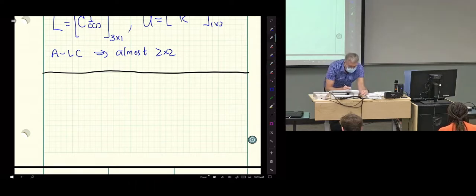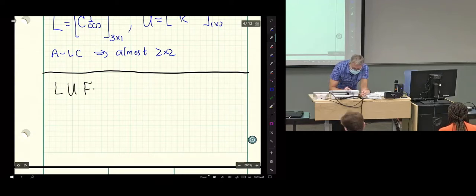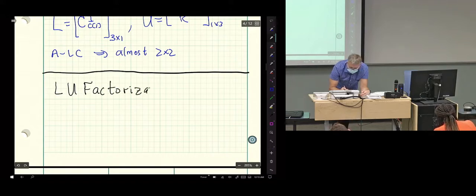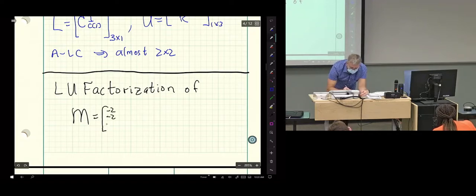Okay, so we're going to do the LU factorization of, I'm going to call it M this time, like it is in the notes, and it's minus 2, minus 2, minus 2, minus 4, 1, 11, minus 6, minus 4, minus 4.